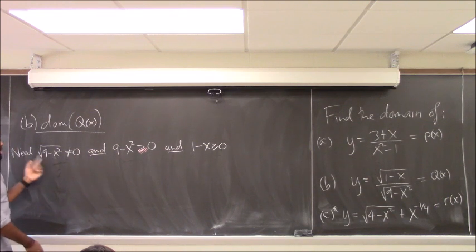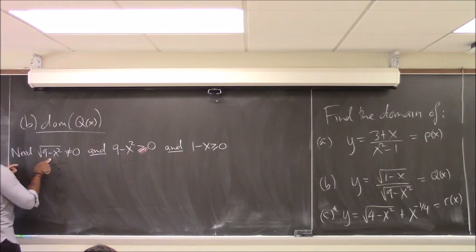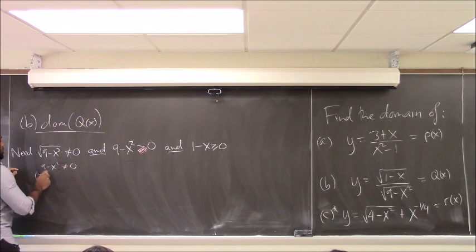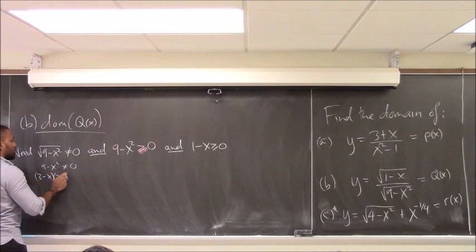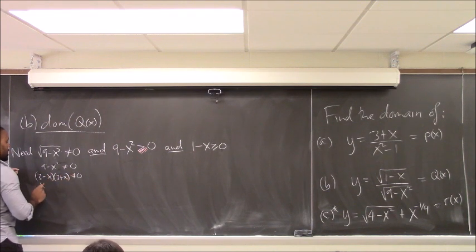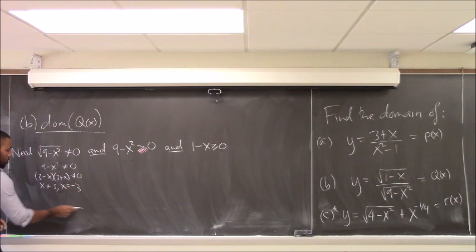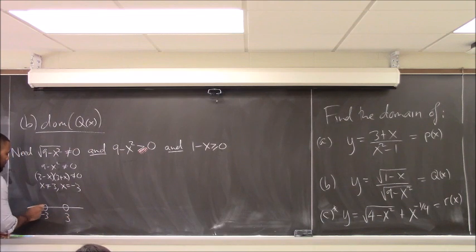Now, of course, deal with one at a time. This would mean, of course, you can square both sides. This means that 9 minus x squared should not be zero. When you factor, that's the difference of squares. So you know that x cannot be 3, and x cannot be minus 3. And what this would look like is this guy.